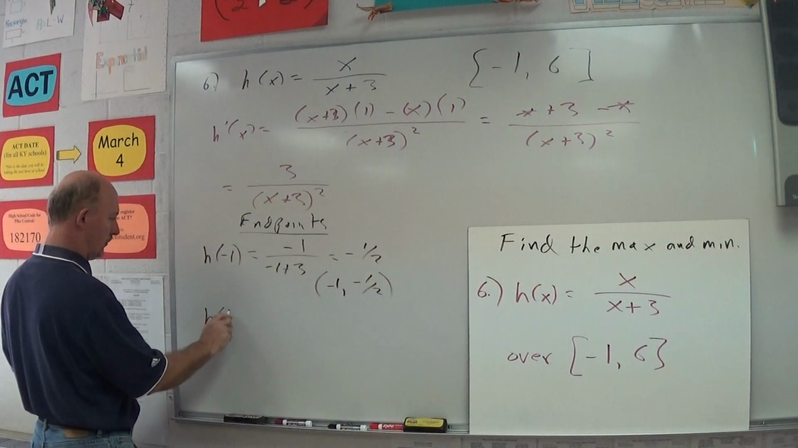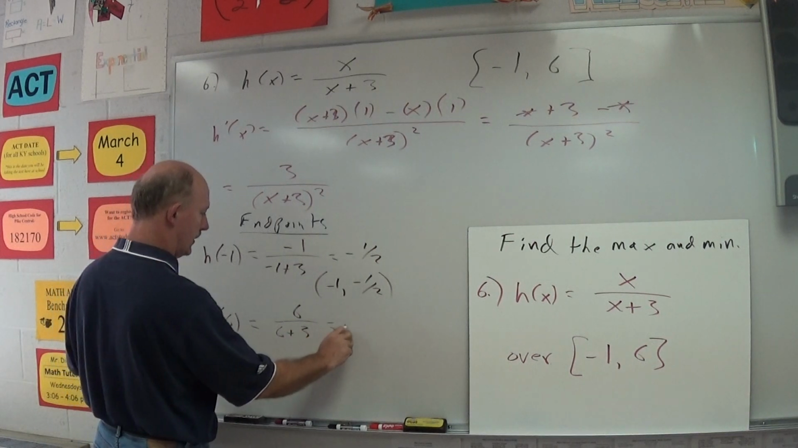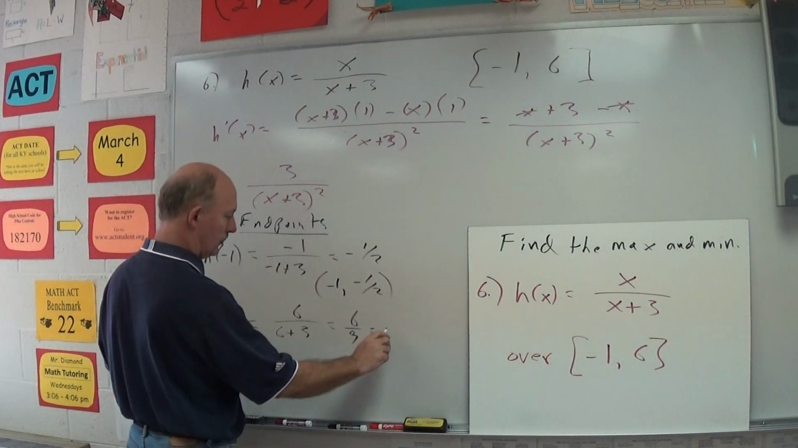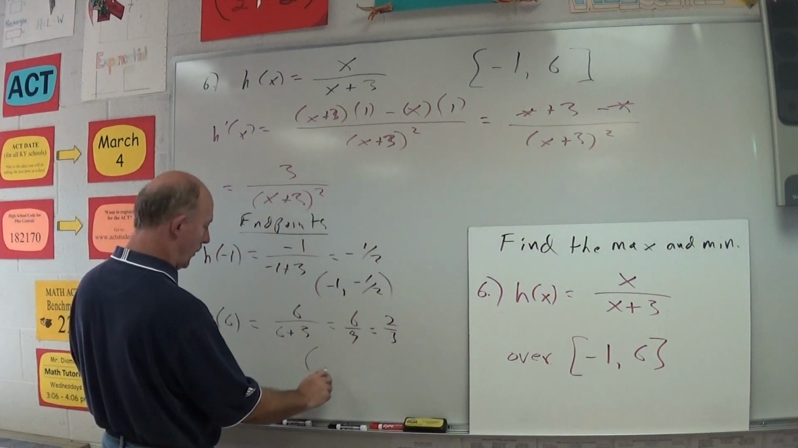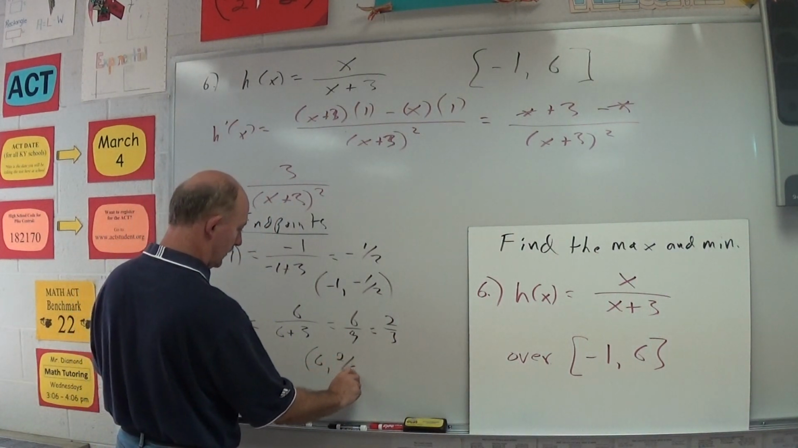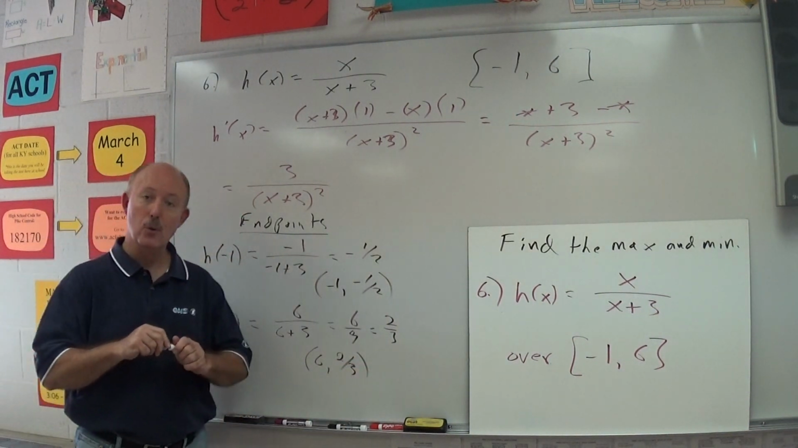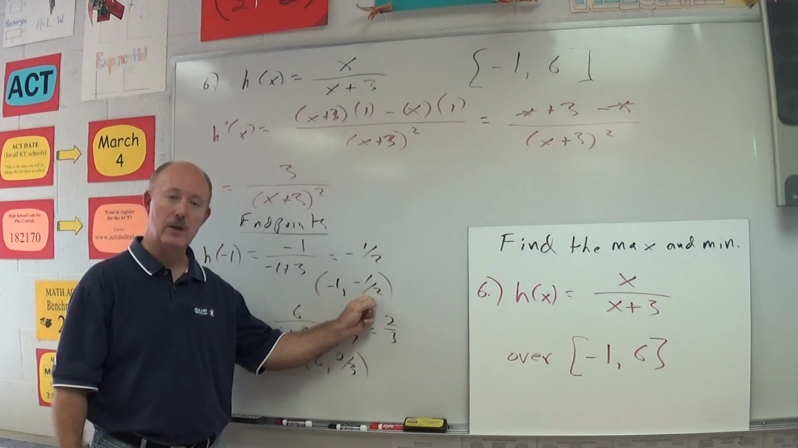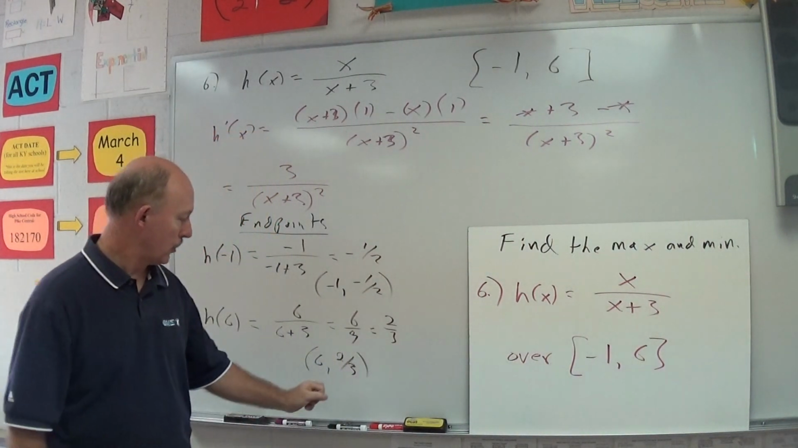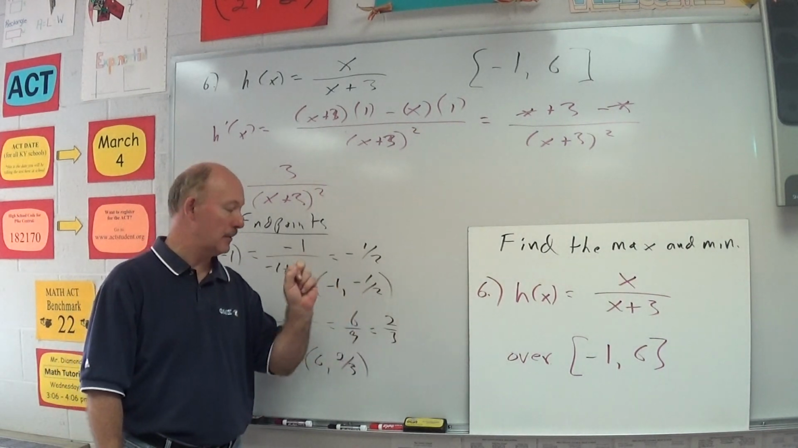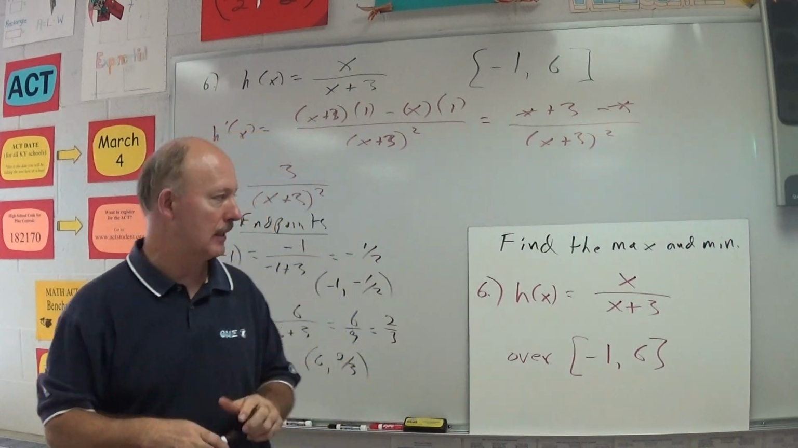Let's try the second one. h of 6 will be 6 over 6 plus 3, which would be 6 over 9, which is 2/3. All right, so the other endpoint is going to be at 6 and 2/3. Now, just comparing their y values, one y value is negative 1/2. The other y value is 2/3. So 2/3 would be the maximum, and negative 1/2 would be the minimum. So if you were just looking at the endpoints, that's how they would play out.